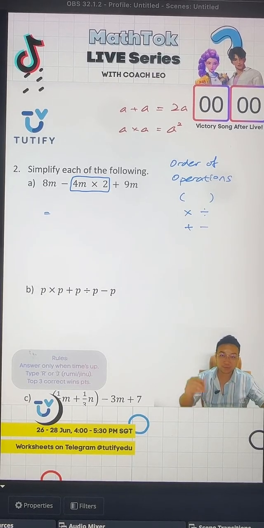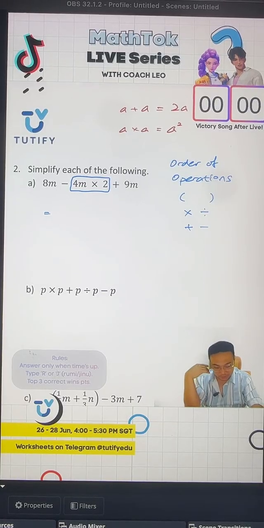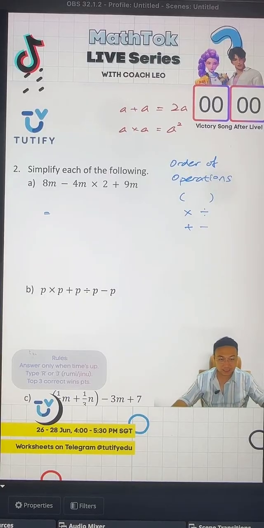Okay, I tell you what, I'm going to give you a chance to try this question on your own. Why not you take some time to try this first? Then I will start the countdown timer and you can share with me your answers.